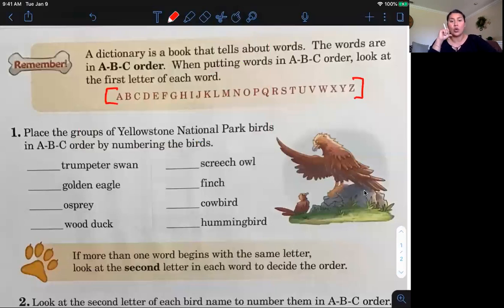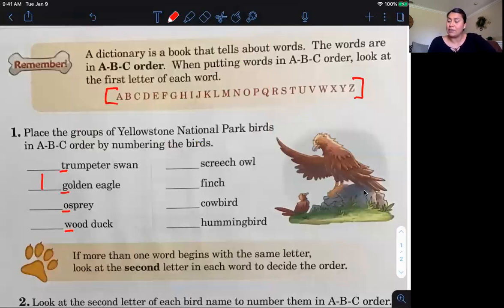Trumpeter swan, golden eagle, osprey, or wood duck. What would be the first one? Well, I like to underline the first letter in every word. Are any of these letters the same? No, they're not. So we're going to look at the first one. Which one comes first when I'm singing the ABCs? Golden eagle. So I'm going to write a number 1 next to golden eagle.